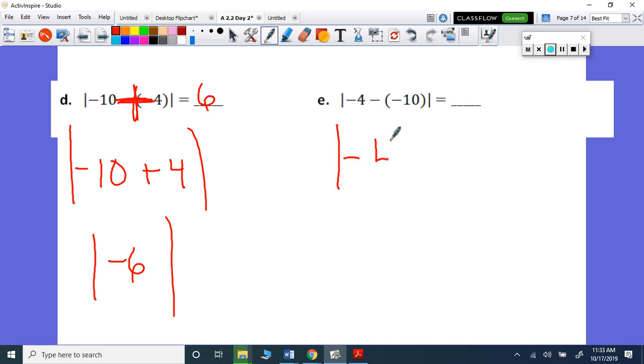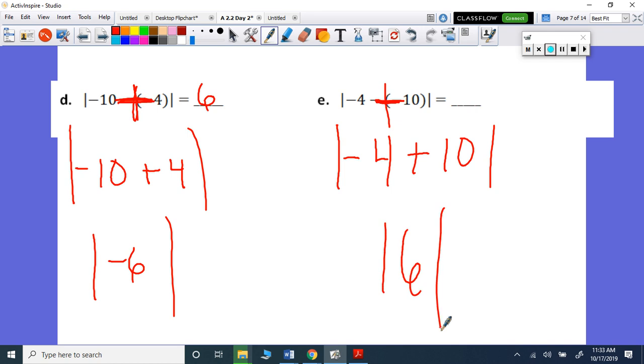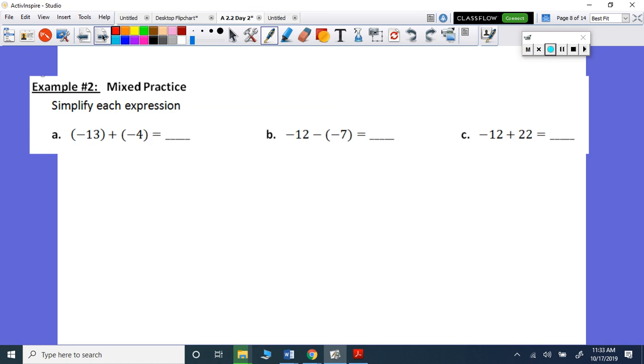I'm adding the opposite or remembering back-to-back negatives is a plus. Do you all agree that guy's a 6? Yes. What's my final answer then? 6. Alright, with someone near you, if you are alone, you may move.